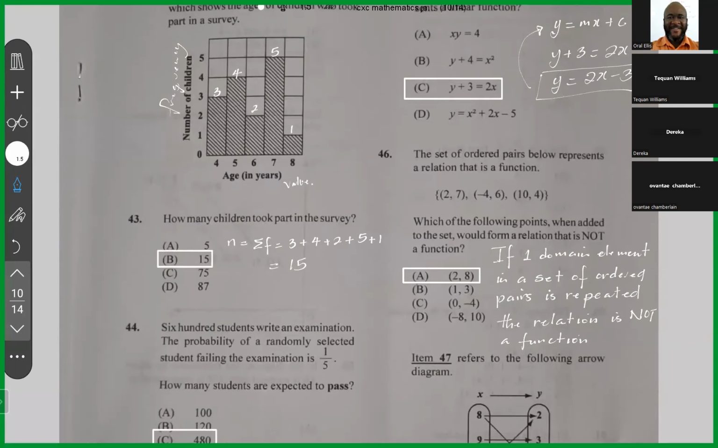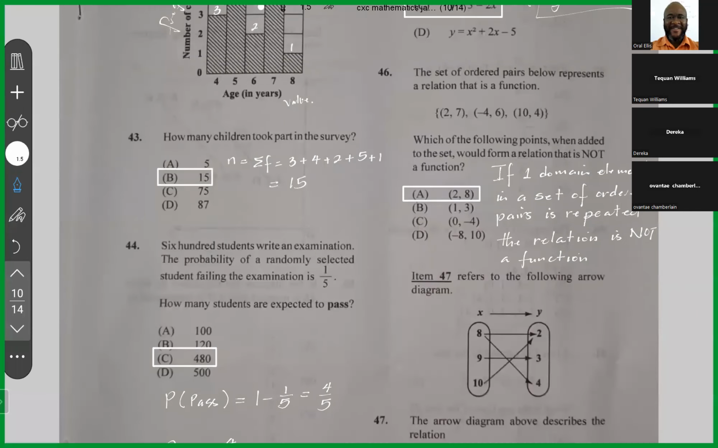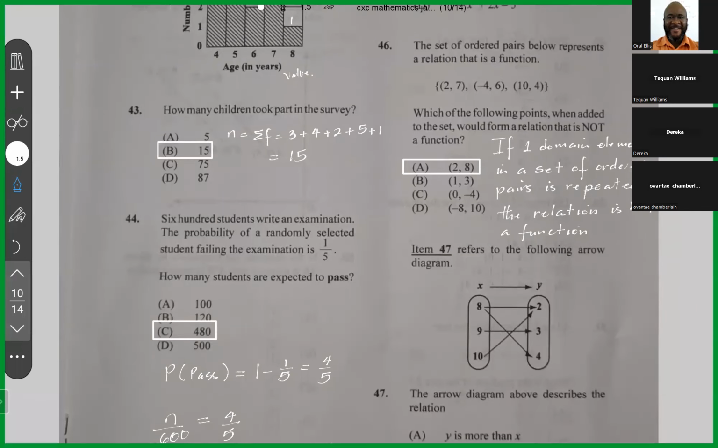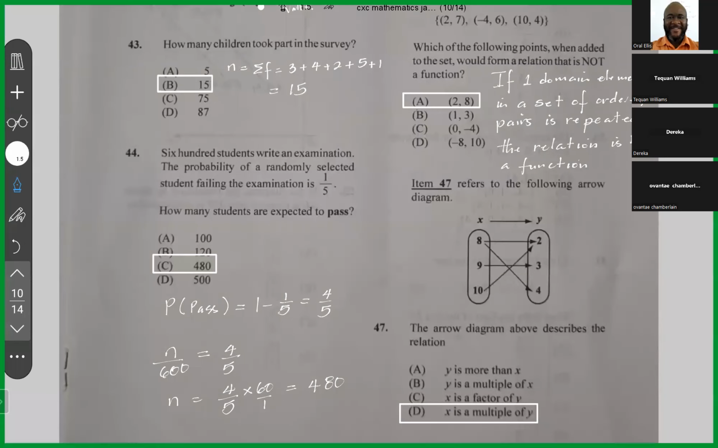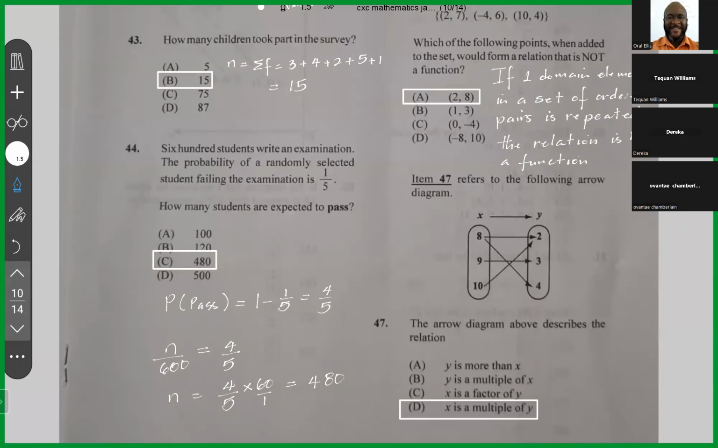44 says 600 students write an examination. The probability of randomly selecting a student failing is 1 out of 5. How many students are expected to pass? Well, if the probability of failing is 1 out of 5, it means that 4 out of 5 are expected to pass.